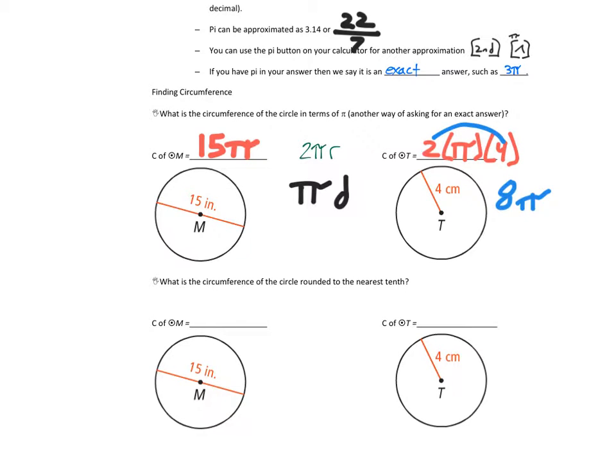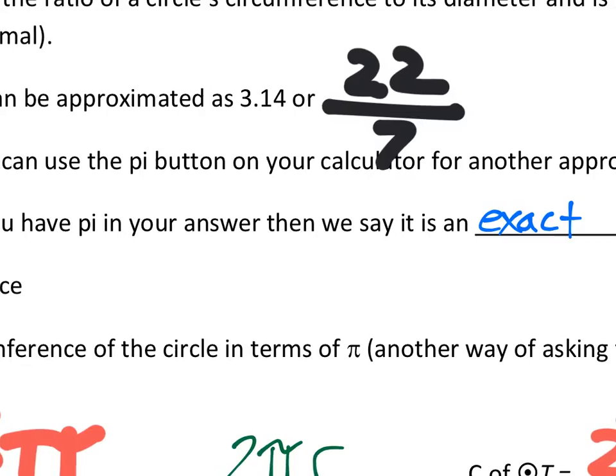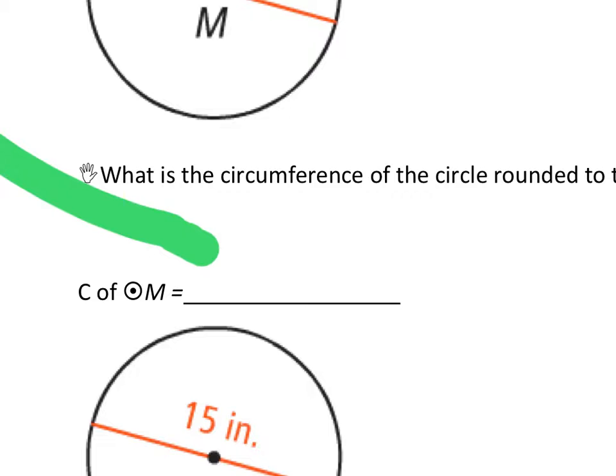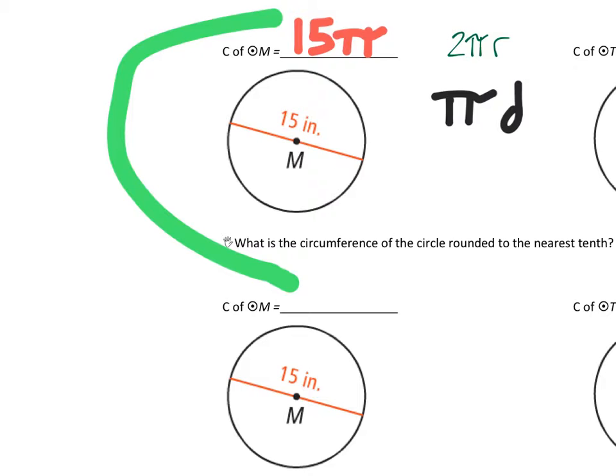So now, what if it asks us the same question, but now it wants us to round to the nearest tenth? That's just going to be taking our answers from above. So we got 15 pi, and we've got 8 pi, and using our calculator to physically multiply those two things together. Now, rounded to the nearest tenth, we talked about up here you can approximate pi to 3.14 or 22/7. That's what you'll do if you're working on a calculator that doesn't have pi. Most of them do. But for this one here, I'm going to actually multiply 15 and pi on my calculator.